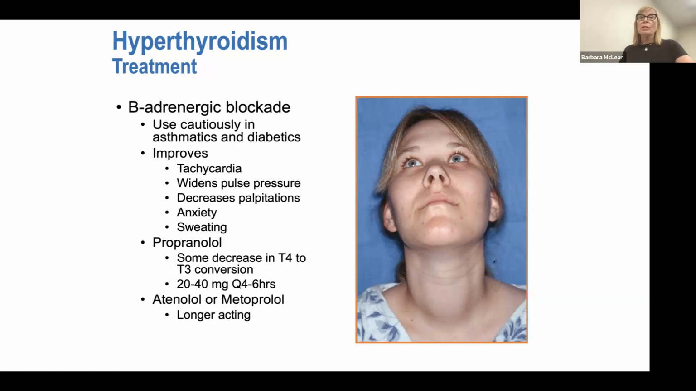The number one thing we're going to do for somebody who has hyperthyroidism or thyroid crisis is beta block. Beta blockade blocks the effect of the active thyroid hormone at the cellular level. That is the first thing we're going to do. That's going to help us control that heart rate. It's going to help us narrow the pulse pressure, which is really wide because we have dilated vessels. It's going to decrease palpitations, anxiety, and sweating. The most common beta blocker we use, at least early, will be propranolol because it's shorter acting.